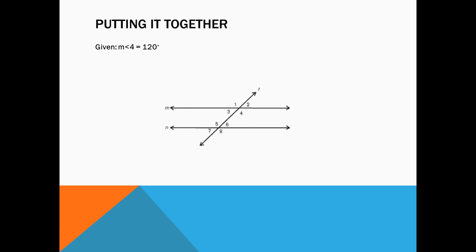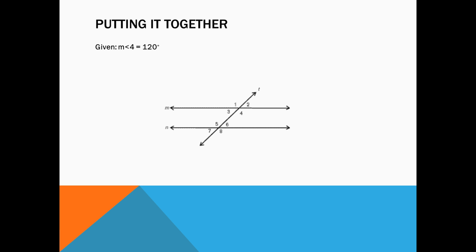The measure of angle 4 and the measure of angle 3 must also be 180. So the measure of angle 3 is also 60 degrees. We could have done that as well by remembering that alternate interior angles are congruent. The measure of angle 3 plus the measure of angle 5 must equal 180. So we determine that the measure of angle 5 is also equal to 120 degrees.